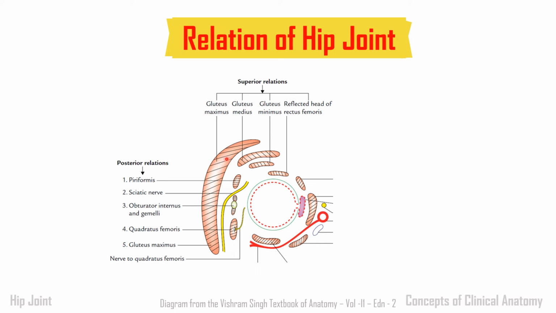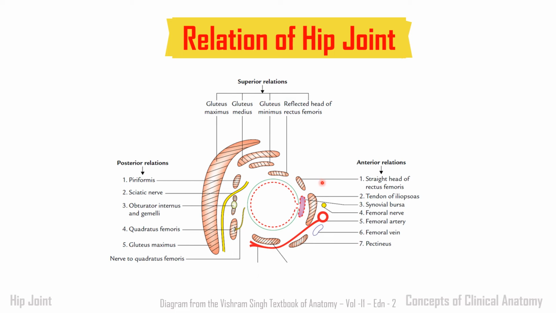Okay, so again the gluteus maximus, medius, minimus, and the reflected head of rectus femoris. In front, this is the straight head of rectus femoris, which is the anterior relation, and superiorly we have the reflected head of rectus femoris. Coming to the anterior, as I already said, the straight head of rectus femoris, then the tendon of iliopsoas. These things form the floor of the femoral triangle. I hope you remember. Here, this is the tendon of iliopsoas.